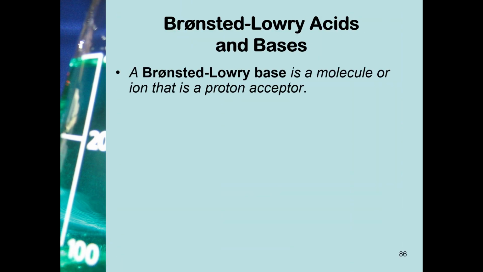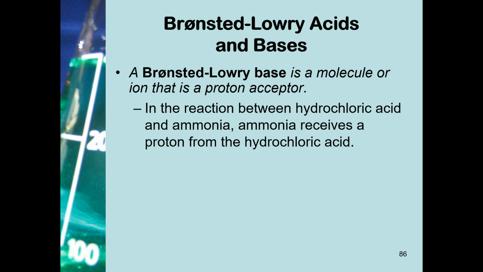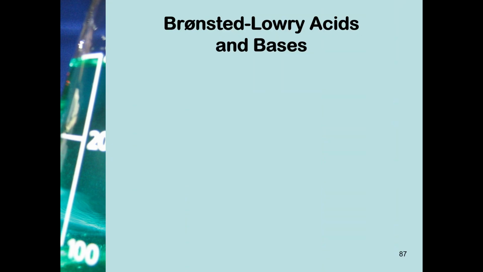A Brønsted-Lowry base is kind of like the complement of that: a molecule or an ion that is a proton acceptor. So if there's a proton donor, there has to be a proton acceptor. And in the reaction between hydrochloric acid and ammonia, the ammonia receives the proton from the hydrochloric acid, and that makes the ammonia actually a base. It makes it a base because it accepted that proton.